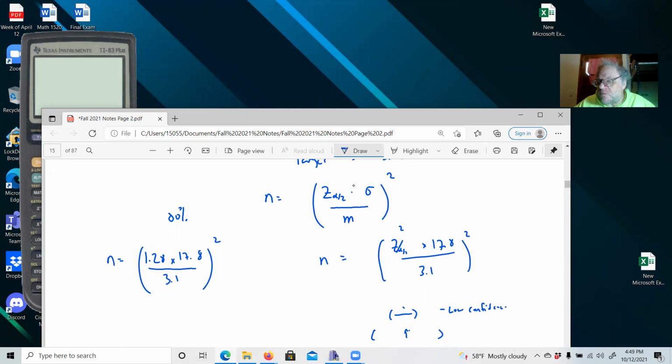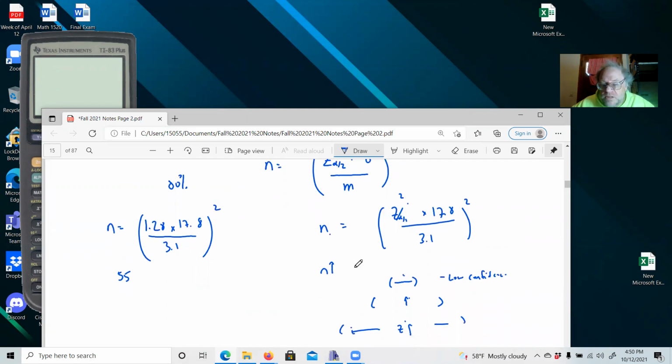Is my n going to be bigger or smaller? Right here, my n was 55. If I plug in something new here, instead of 1.28, if I plug in 2, what's going to happen to my n? My n is going to get bigger.